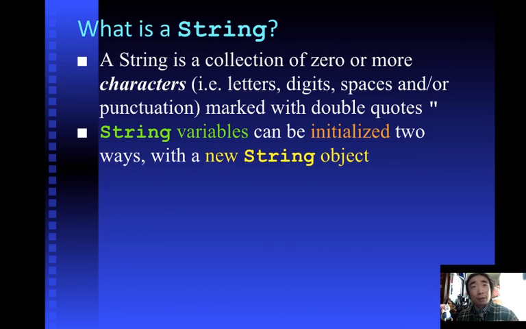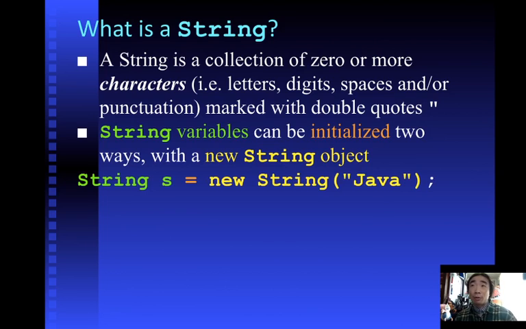So first off, when we deal with strings, we've got to think about how do I make strings? So here's the initialization step, and there's two ways to do it. First way is with a new string object, using the constructor for the string class. So String s equals new String, and you give it an input argument of, notice the double quotes, "Java". That's the first way of initializing a string.